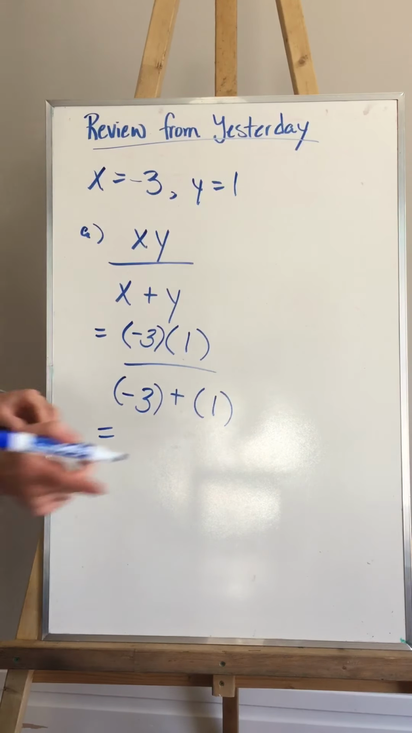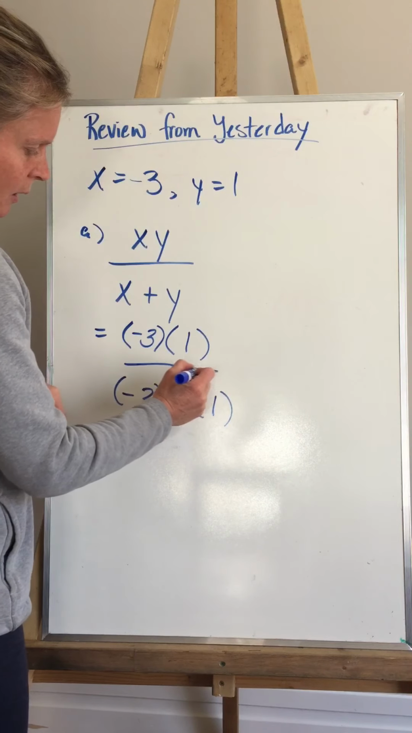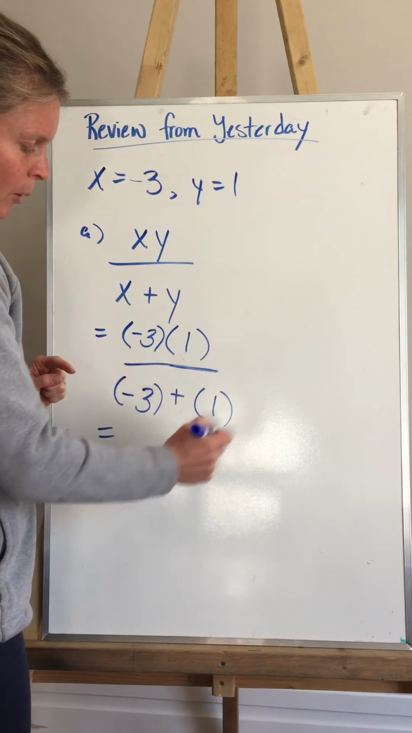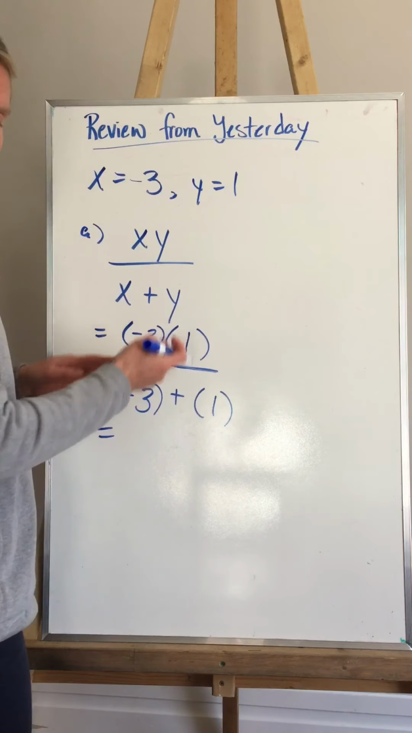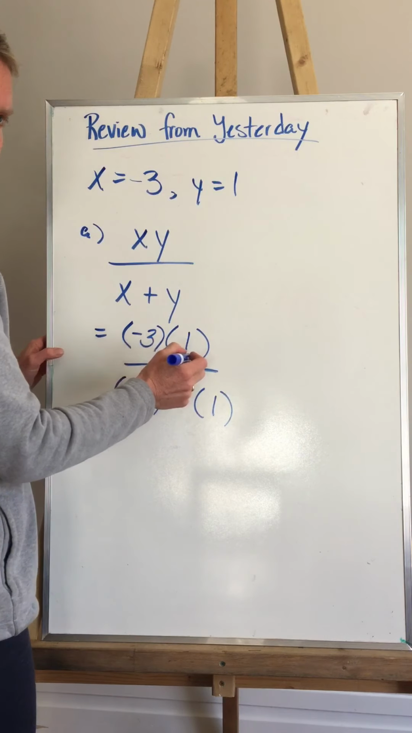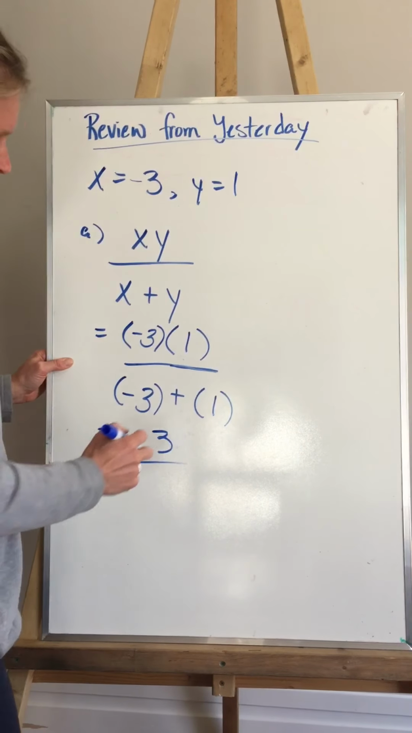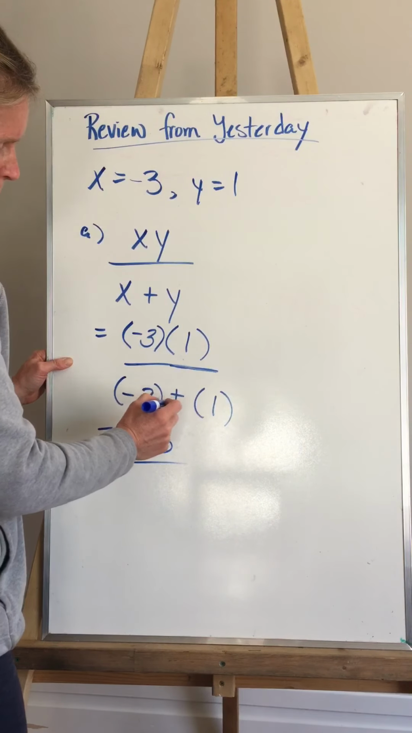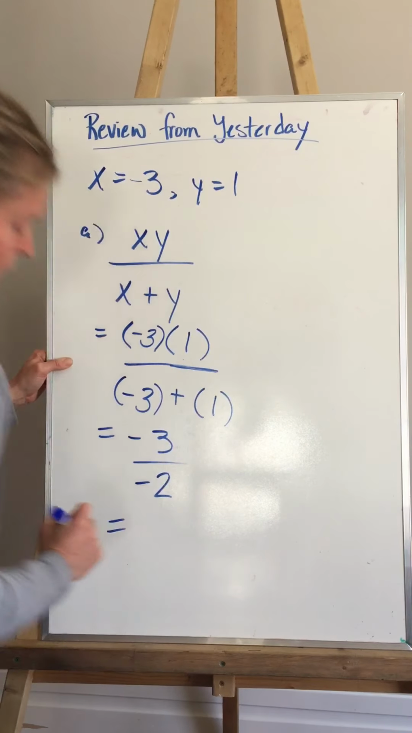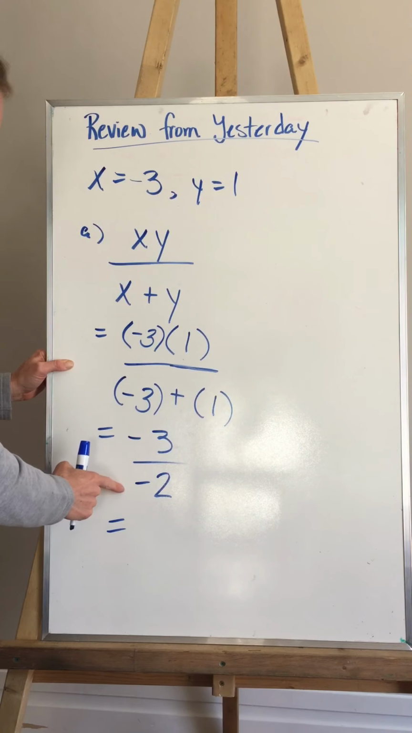Okay, remember the hint that I gave you yesterday is that when you have a situation that there's division like this, you're going to solve the top all the way down to getting one number, solve the bottom to getting one number, and then you divide. Okay, so the top, I have -3 times 1, so that is -3. So I've got -3 on the top. On the bottom, I have -3 plus 1, so that is -2. So my question just becomes -3 divided by -2.